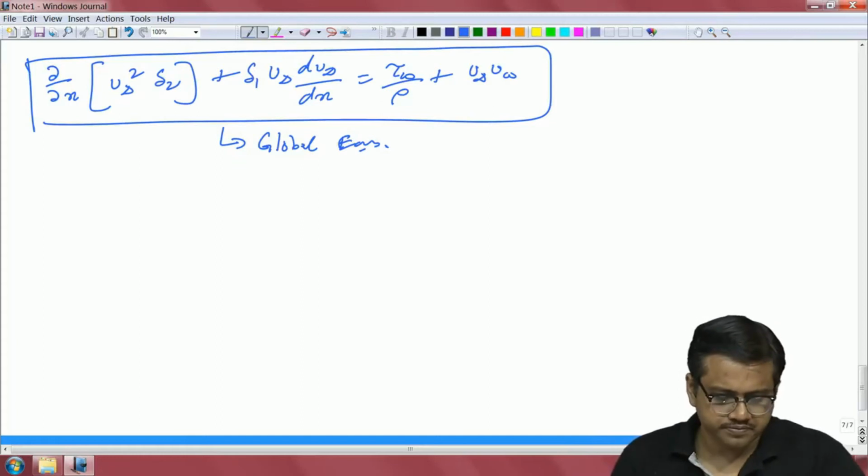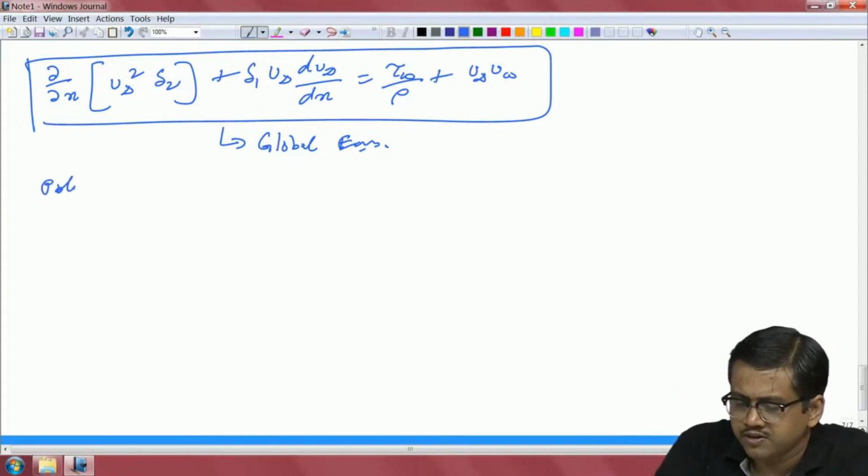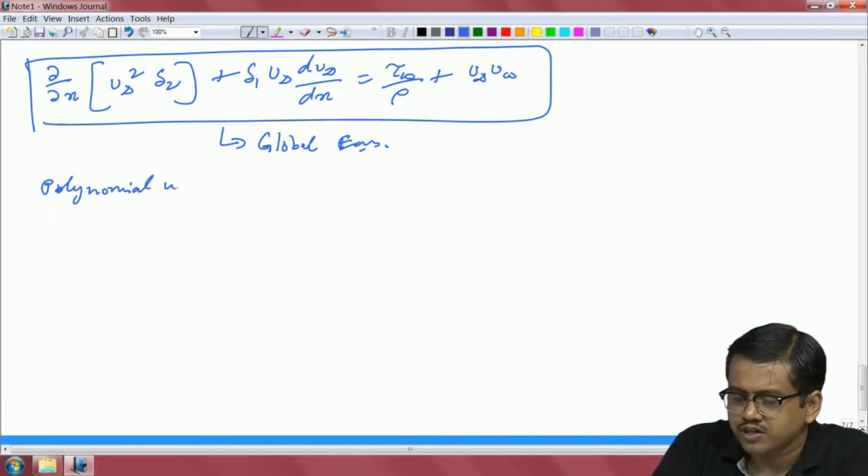Now we are going to do that. Okay. So, let us assume a polynomial velocity profile.